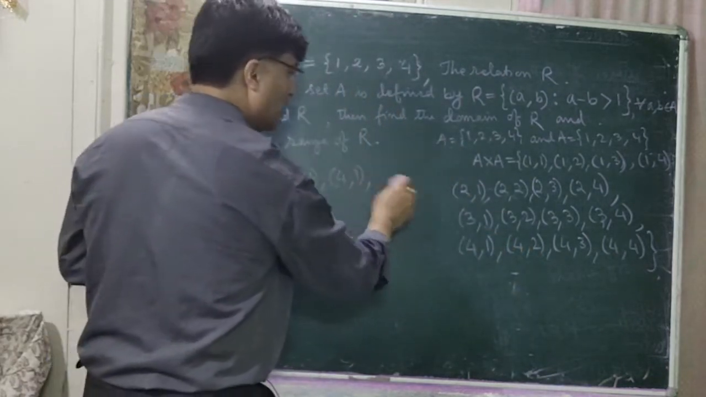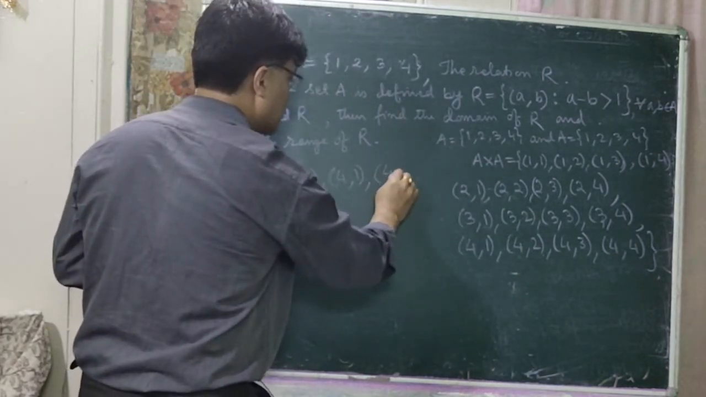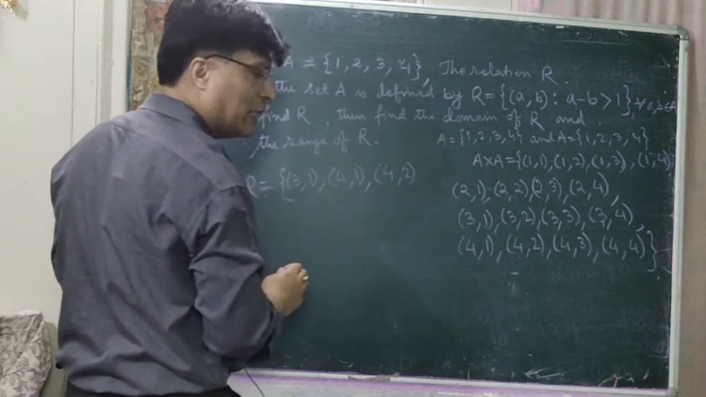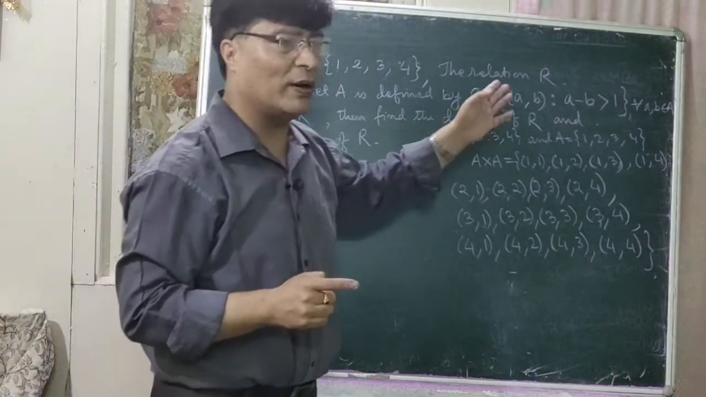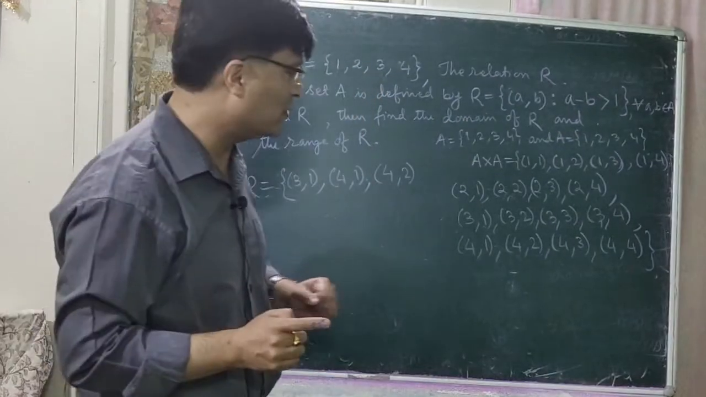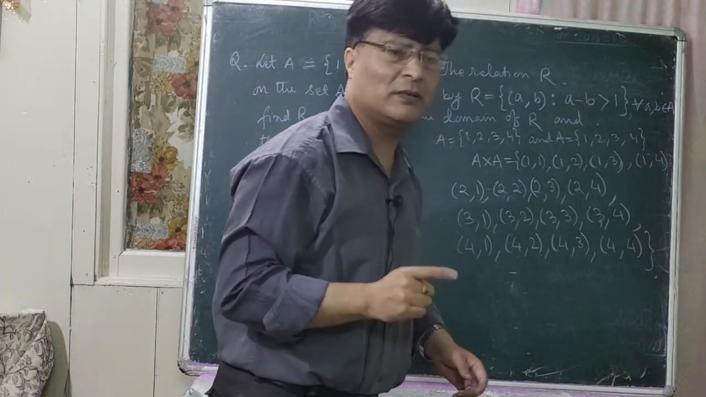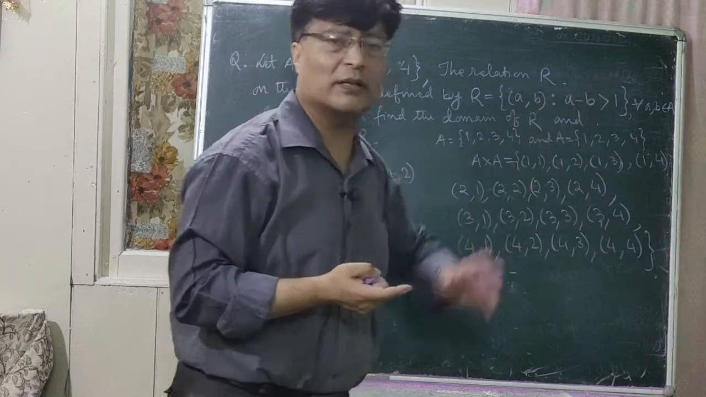4, 2: 2 is greater than 1, 4 minus 2 is 2, so it comes. 4, 3: 4 minus 3 is 1, and 1 is not greater than 1, is that clear? And 4 minus 4 is 0, and 0 is not greater than 1.